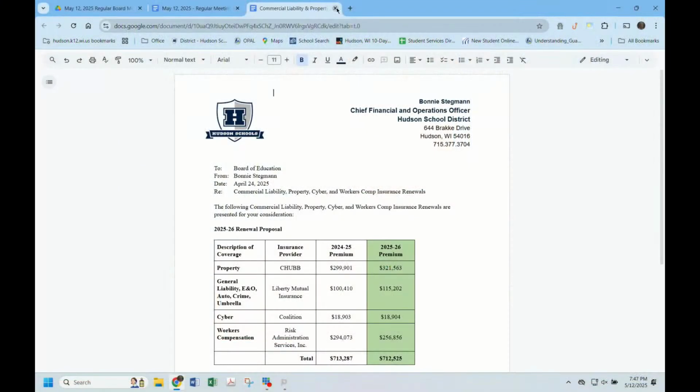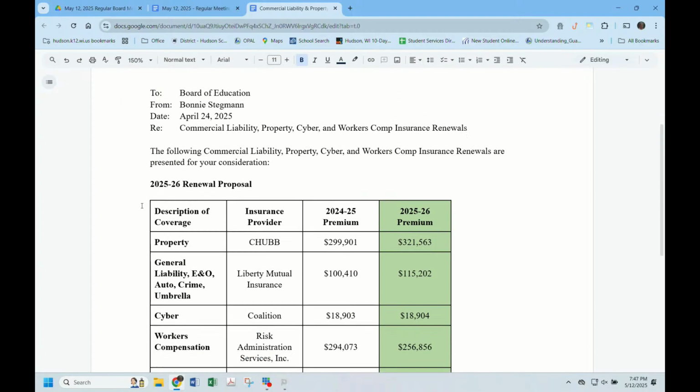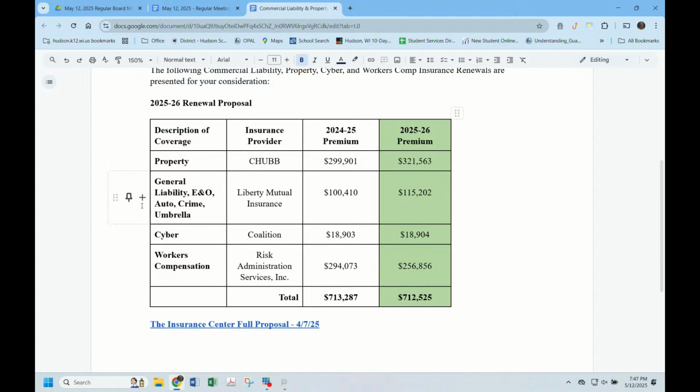Moving on to commercial insurance with Bonnie. Again, this is the proposal that was reviewed at the work session. Our recommendation is on the green highlighted section. So we would need a motion to approve that. Do I have a motion to approve?